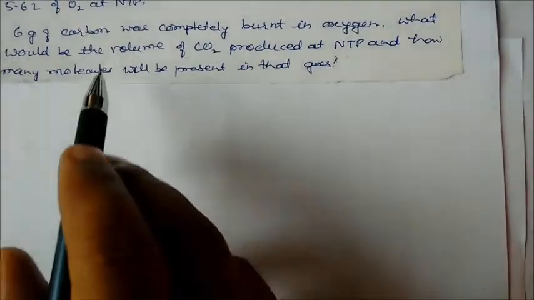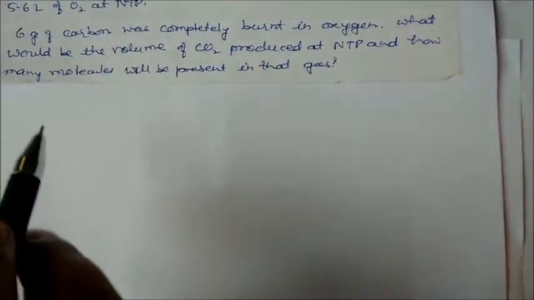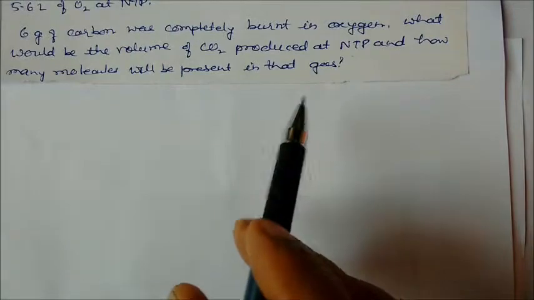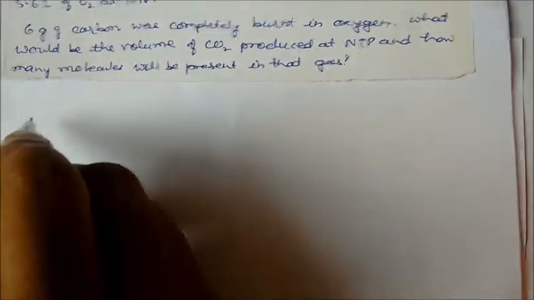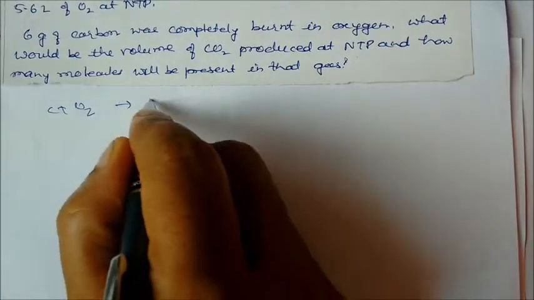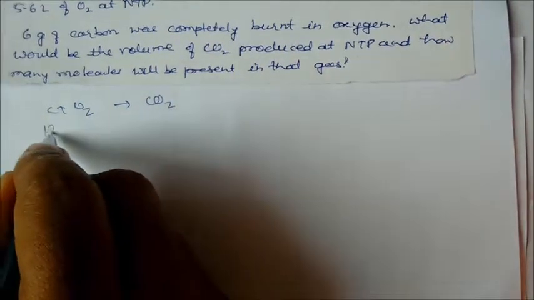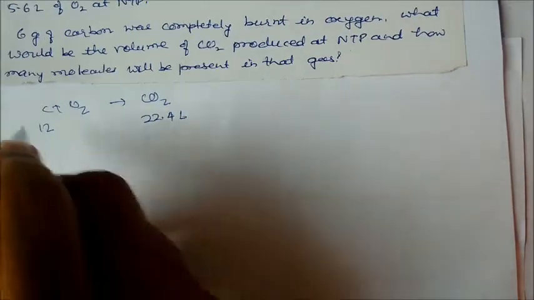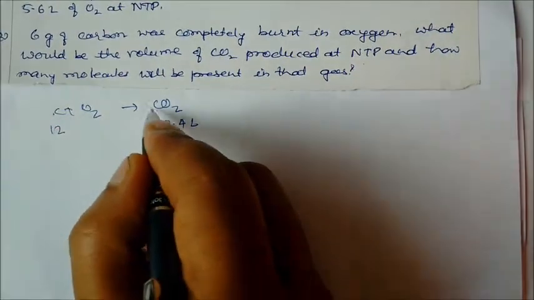6 gram of carbon was completely burnt in oxygen. What would be the volume of carbon dioxide produced at NTP and how many molecules will be present in that gas? So second question is, so right here carbon plus oxygen, it will give you carbon dioxide. This is your 12 gram. So 12 gram is giving how much volume? 22.4 liter. This is your 1 mole, this is your 1 mole volume.